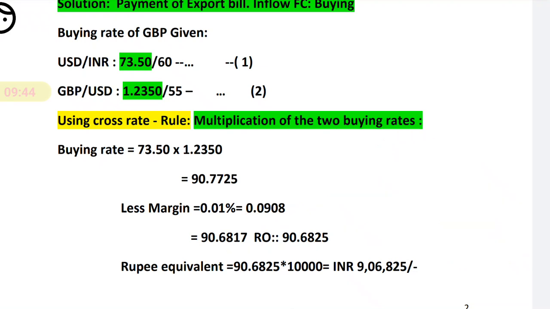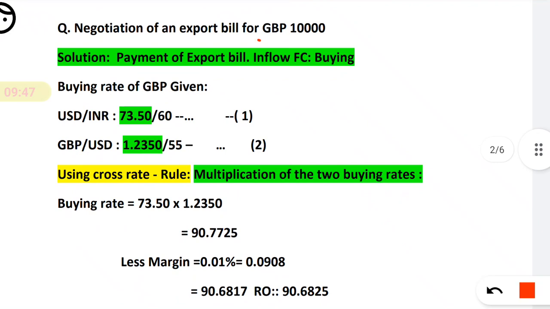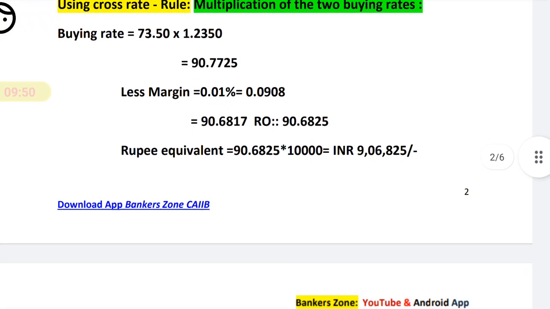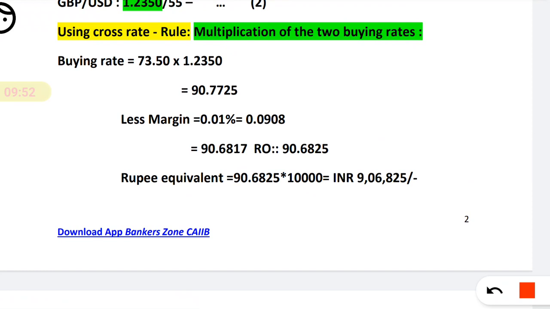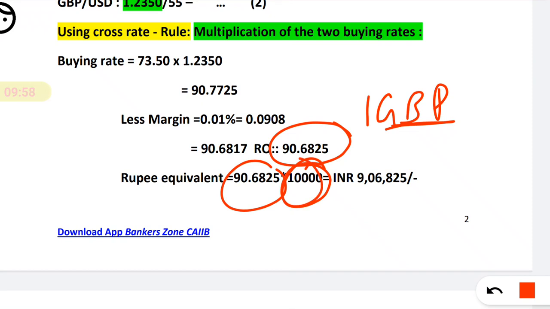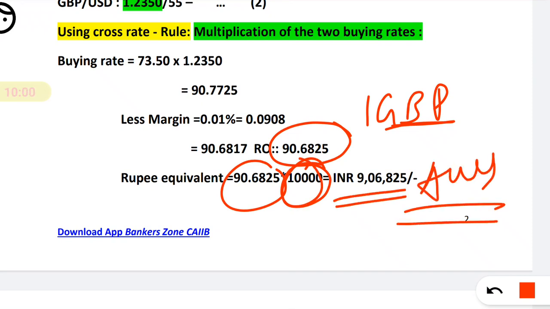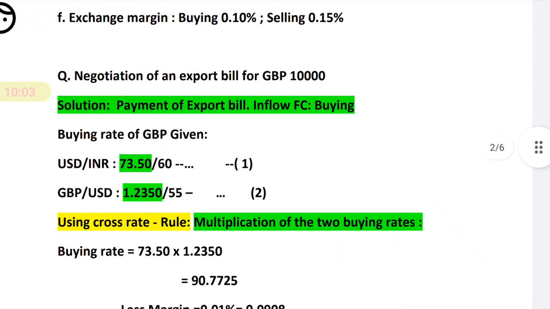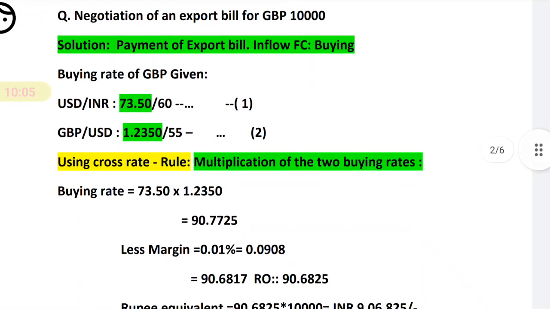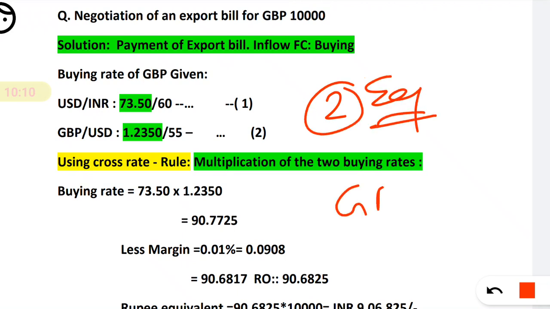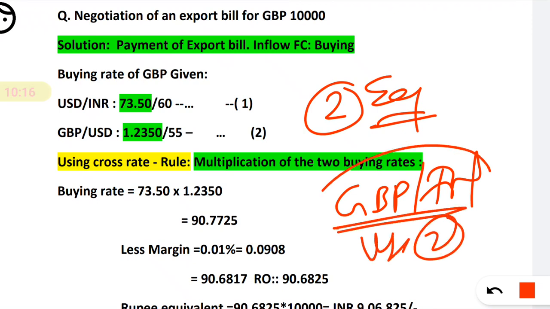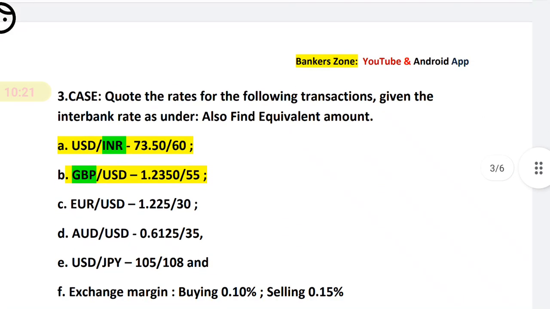Now what is the problem? The problem is GBP 10,000 we have to pay. So how much rupee equivalent will you pay? This is the rate for 1 GBP, and we have to pay 10,000, so just multiply with 10,000 and you will get the answer. So I repeat, what is the chain rule? Here we have discussed the chain rule. In the chain rule, two equations are there. We are not having a direct rate of GBP/INR, that's why we have used two equations to arrive at the required rate. We will continue with another numerical so that you will get more clarity.